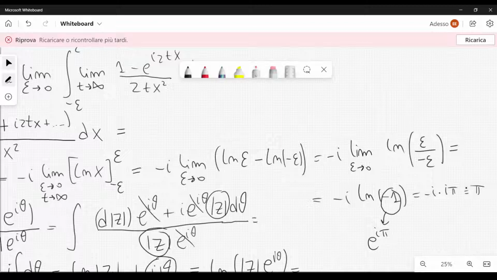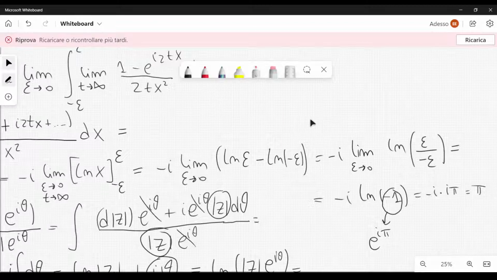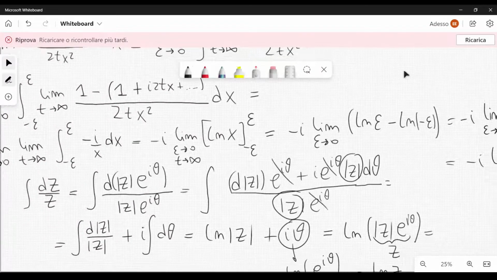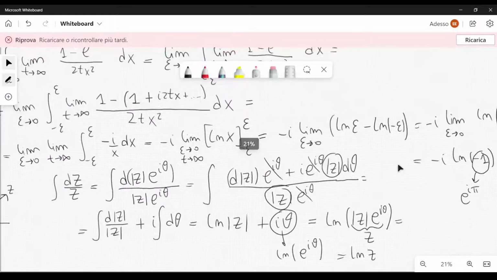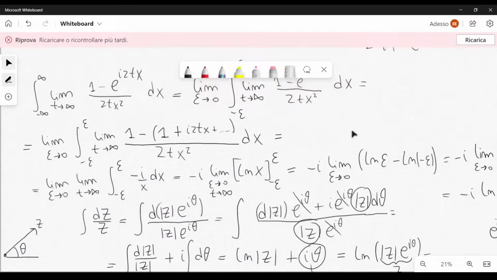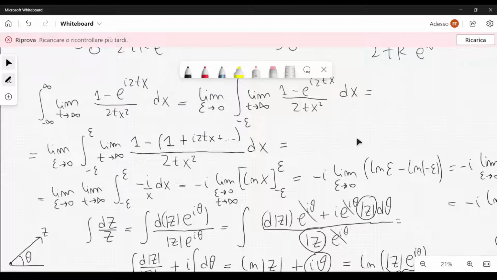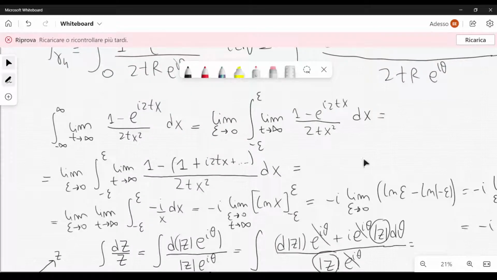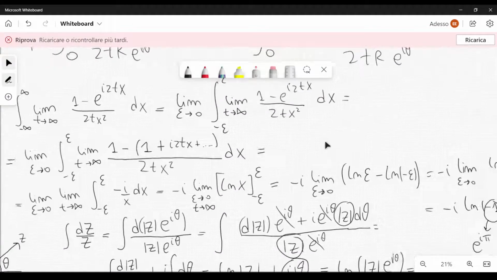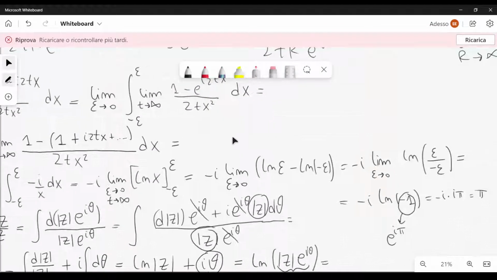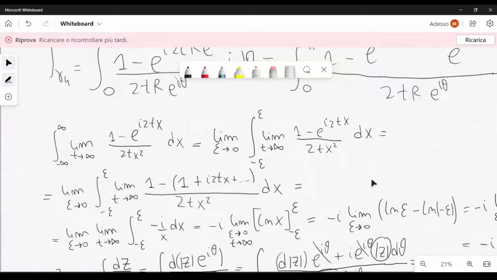So this is another informal, very informal way of finding the result. And it's informal because actually we are mixing single variable calculus and complex calculus. So it's not really the proper way to do it, let's say. But it's another intuitive way to understand why the result is equal to pi, and why this function here divided by pi is equal to the Dirac delta.